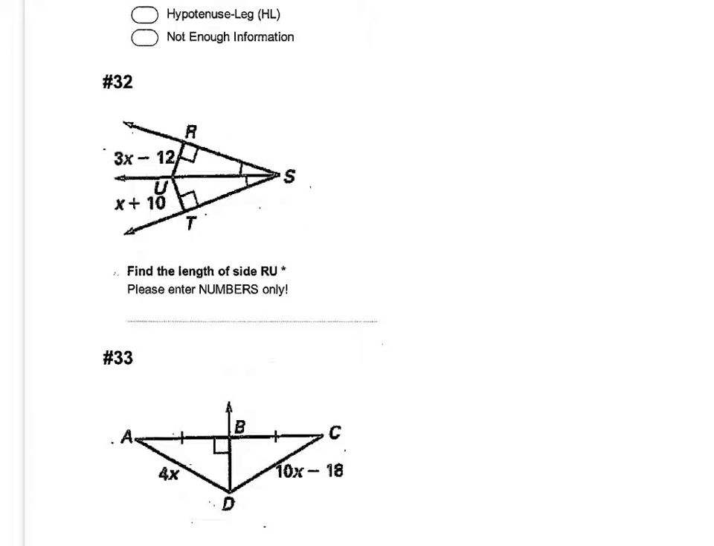We want to know what RU is. Again, RU is just this short little distance right here. So these two guys, we're going to set them equal to each other, solve for x, and then plug x back in to figure out how long this little piece actually is.